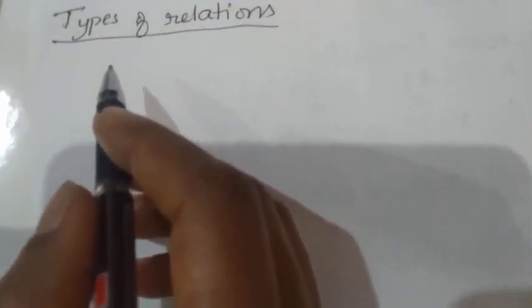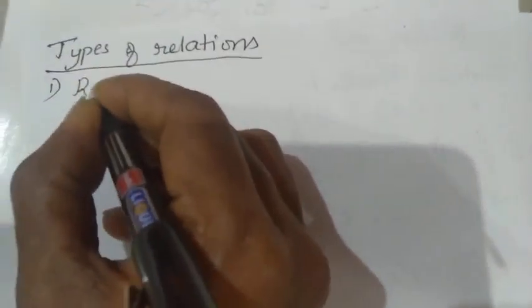Okay, types of relation. This is a very important concept. You should know the types of relations, and you should also know how to identify them. The first one is reflexive.